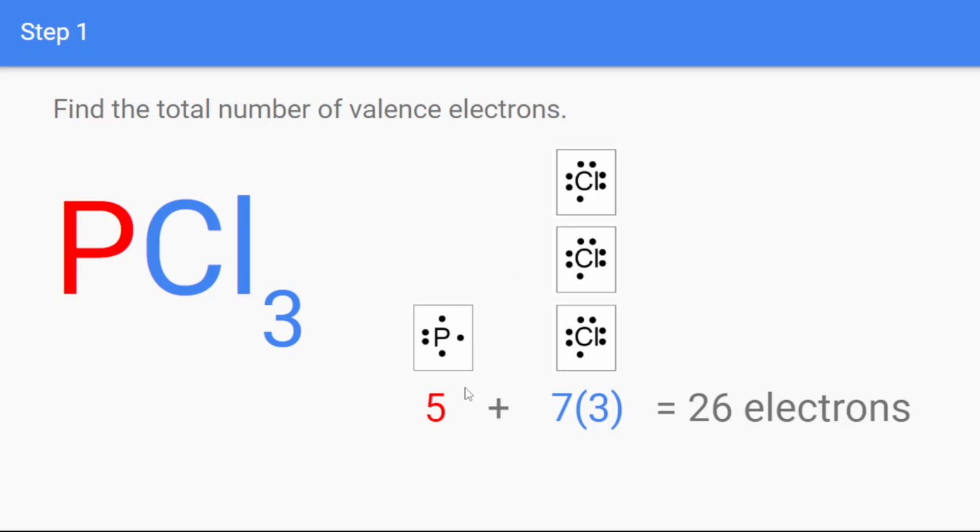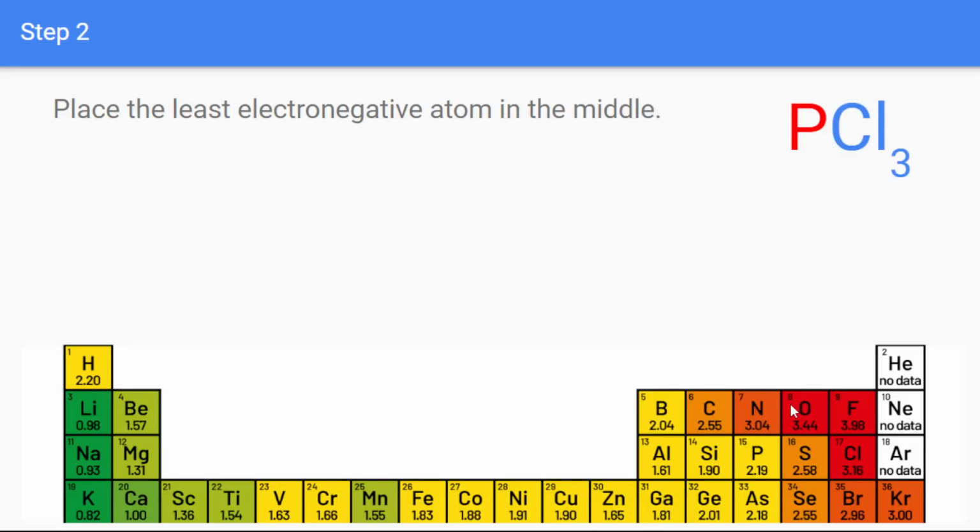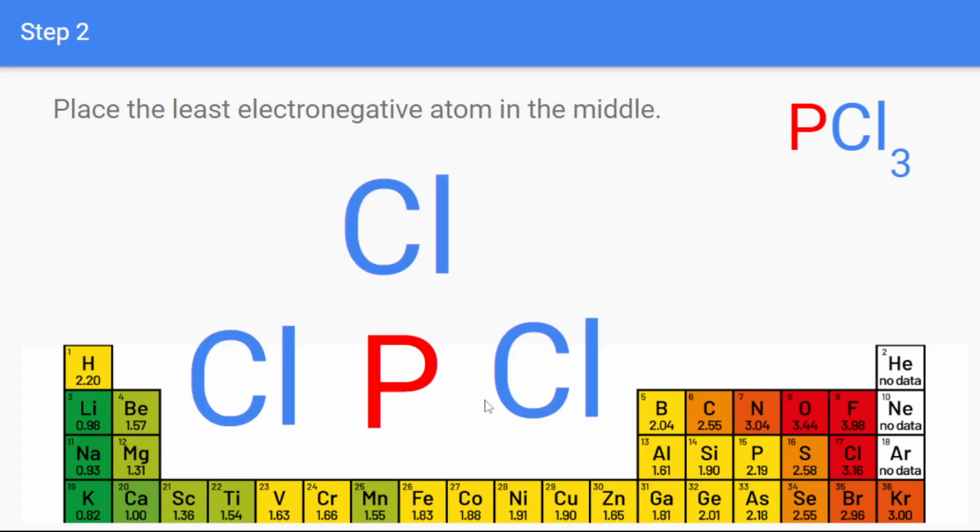Phosphorus has 5 valence electrons. Chlorine has 7. There are 3 chlorine in this compound, so 7 times 3 plus 5 is 26. Step 2, put the least electronegative atom in the middle, which is phosphorus, because phosphorus is further away from fluorine than chlorine is. It has lower electronegativity than chlorine, so phosphorus goes in the middle. Then we surround it by the other atoms.